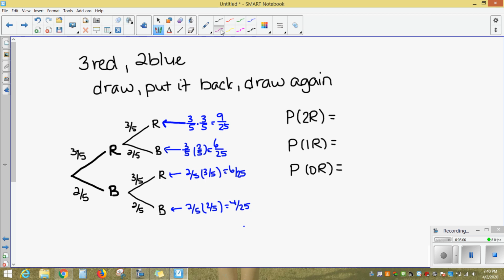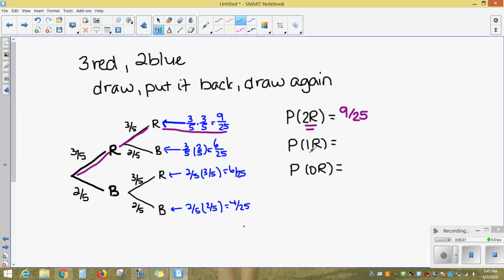Okay. So if I want to find the probability of getting 2 red marbles in a row, I have to find that path down the tree and say red marble, and then red marble, and I'm right here. And that probability is 9/25.